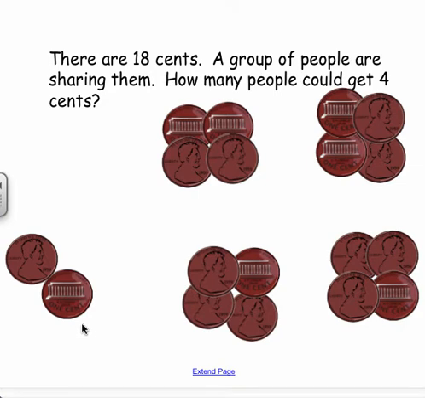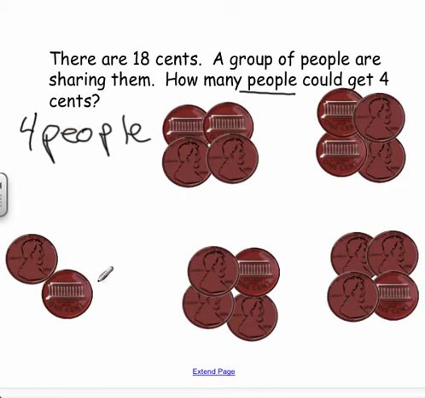Now notice what happened. We have 2 pennies that are here, but I need 4 to make a group. I'm going to leave these 2 pennies sit here for just a moment. When I think about that question, it said how many people could get 4 cents. So I'm going to look at how many people got 4 cents. There's 1, 2, 3, and 4. If I'm answering this question, the answer would be 4, and the unit is people. 4 people got 4 cents each.